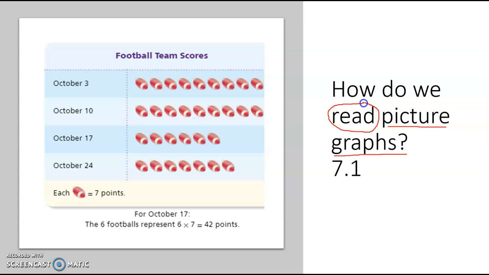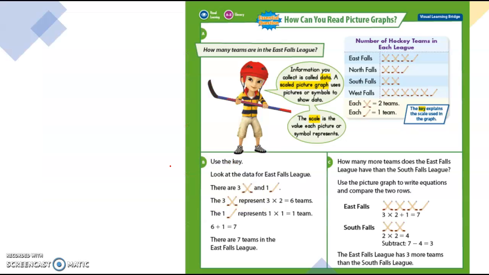So reading and just kind of figuring out what everything means. So you won't be really solving too many problems today. You won't be making your own graphs. You're just going to be looking at some graphs and reading them. So let's take a look at this picture graph up here at the top.